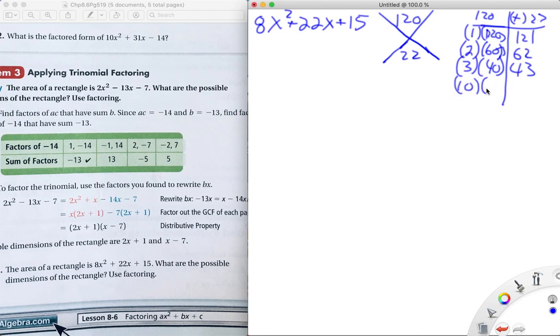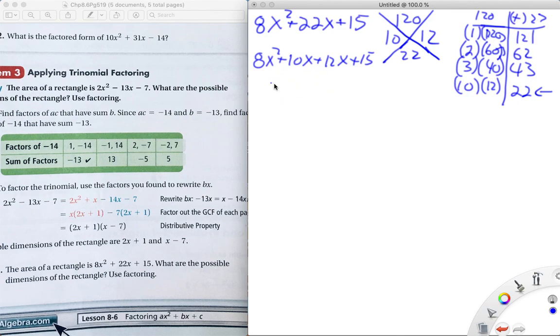10 times 12, which is also 120. When I add them up, I get 22. Hallelujah. So it's going to be 10 and 12. Rename this 8x squared plus 10x plus 12x plus 15. By the way, if I was to switch this and not go from lowest to greatest with the factors and did 12x plus 10x plus 15, you would get the same answer.